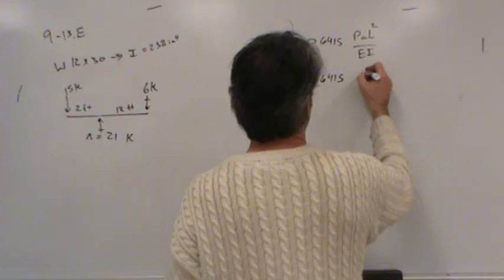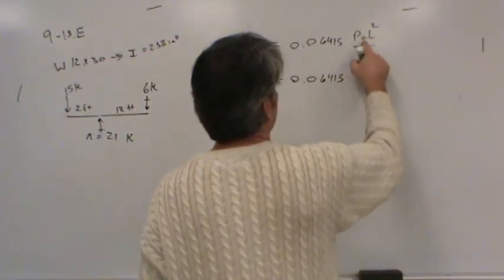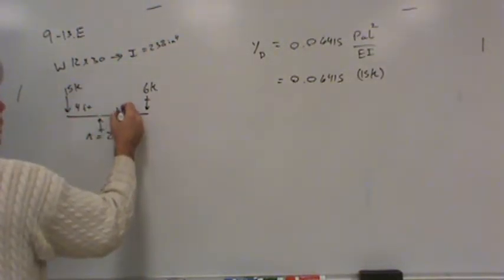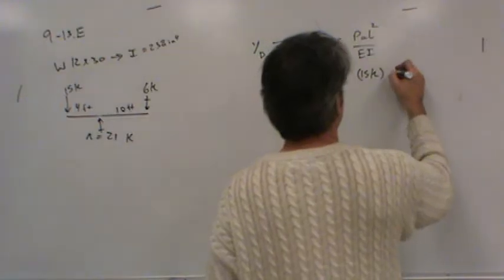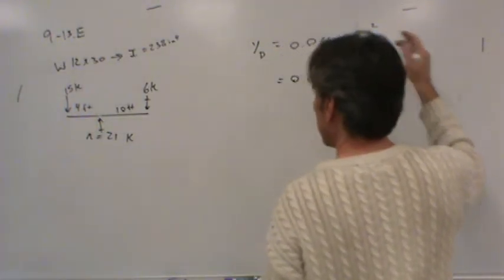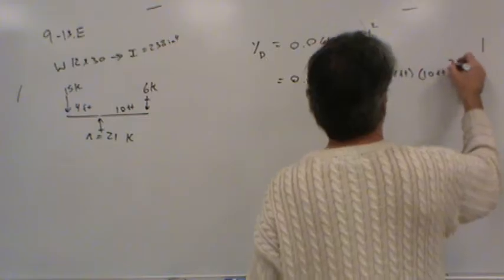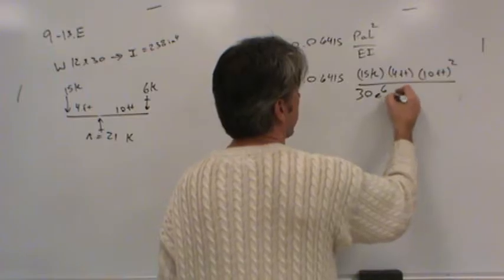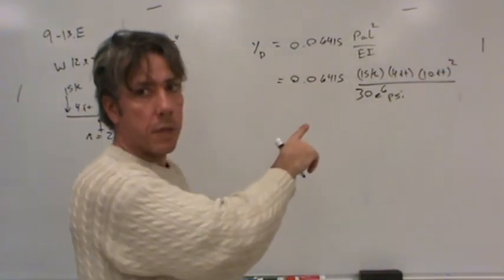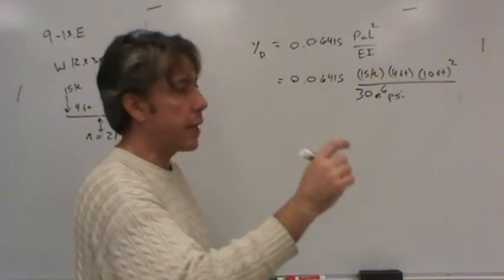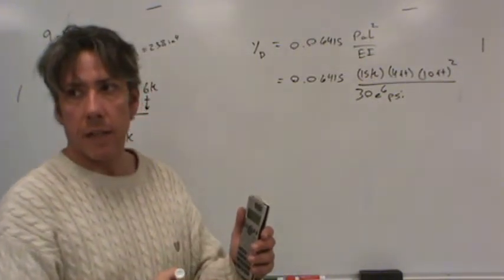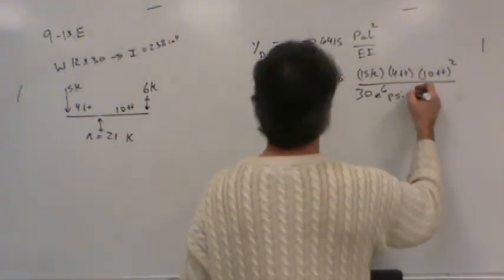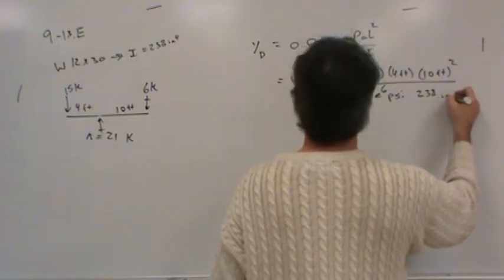0.06415. P is the load, it's 15K. A is back to 4 feet now, and L is back to 10 feet, and we have to square it. Divided by E, 30E6 psi. You guys familiar with that shorthand for scientific notation? Instead of writing times 10, you just write E. This is not the E button on your calculator. It's not the number 2.7, yada, yada. This is 10 to the whatever. So anyway, I then is 238 inches to the fourth.